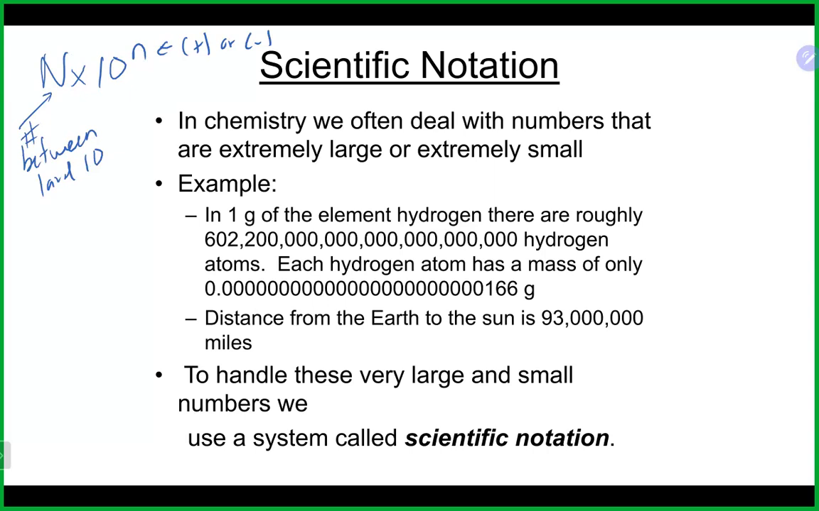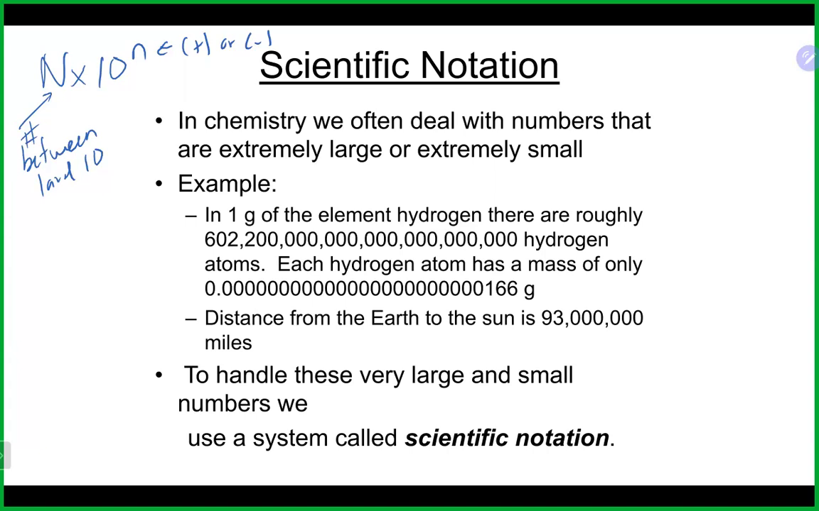By the way, the first number can be 1, but it can't be less than 1. So it can't be like point something, the first number. And the first number can't really be 10 or above. So it can't be like 10, 20, 100 or anything like that. It's got to be less than 10 and 1 and above on that first number.